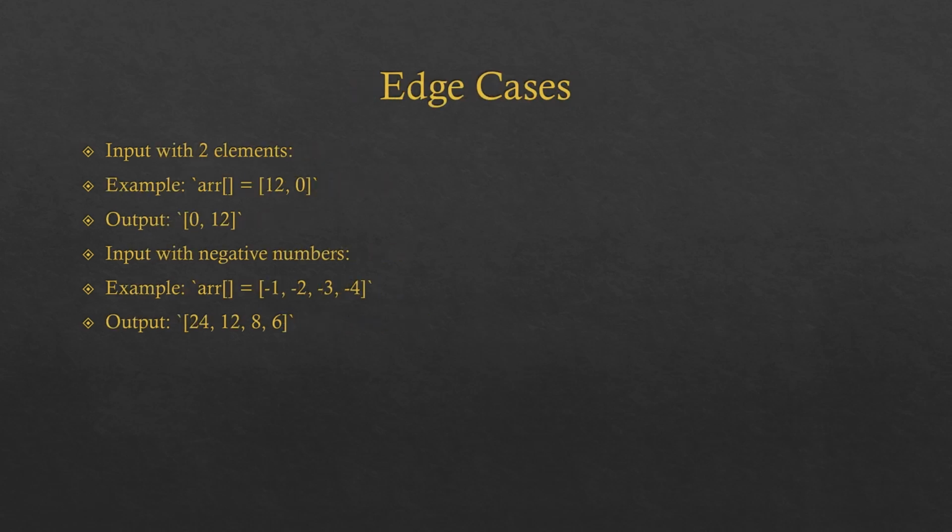Now let's look at a few edge cases. For an array with just two elements such as 12, 0, the result will be 0, 12, since multiplying the remaining elements gives the desired result. Another edge case would involve negative numbers like -1, -2, -3, -4, where the output would be 24, 12, 8, and 6. This handles both zeros and negative numbers efficiently.